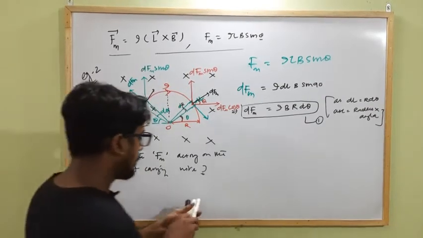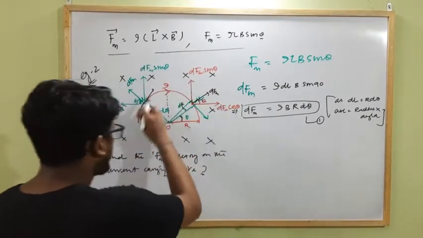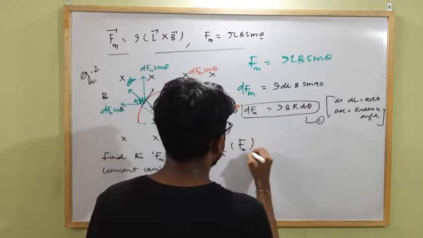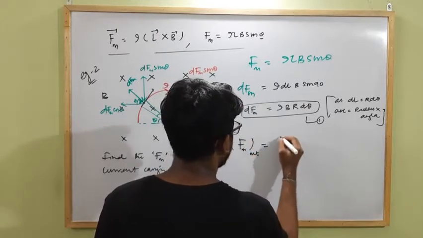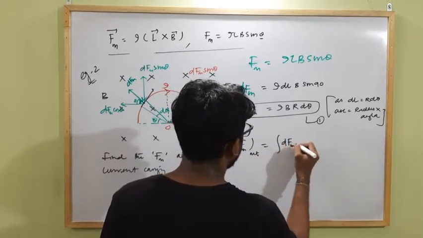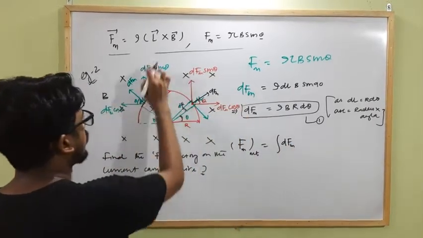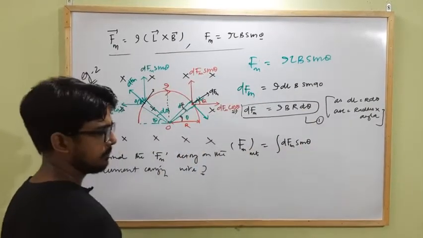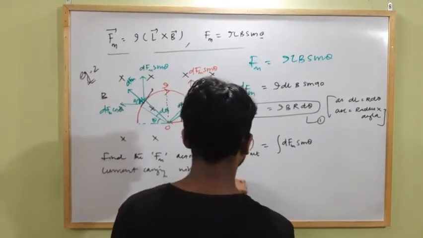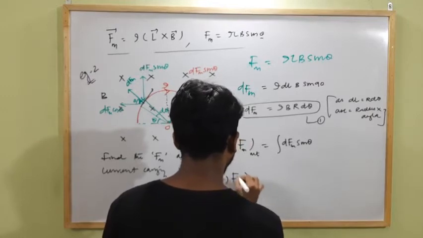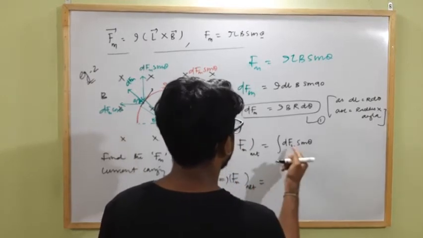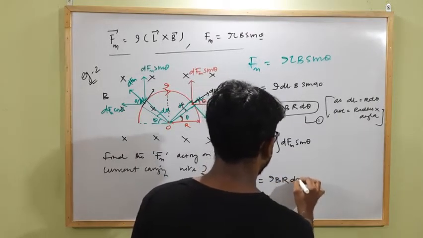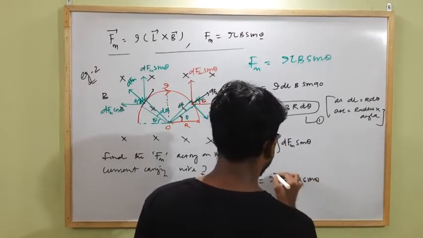So how much will the net magnetic force be that is acting on this current carrying segment? So the Fm net will be the integration of dFm. The horizontal components are cancelled out, only vertical components add up, so sin theta. This implies Fm net equals, what is the value of dFm? I B r d theta sin theta, integrated.